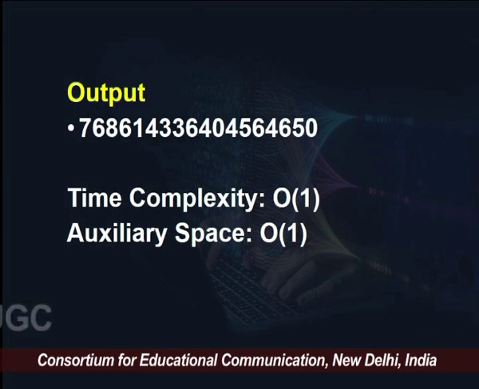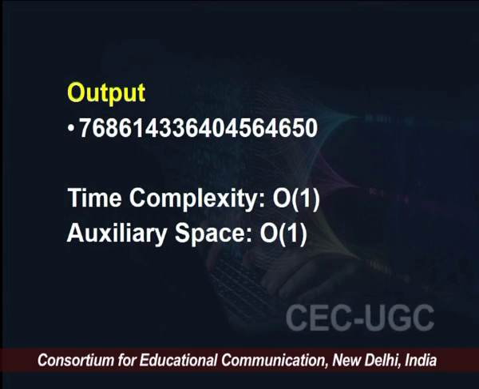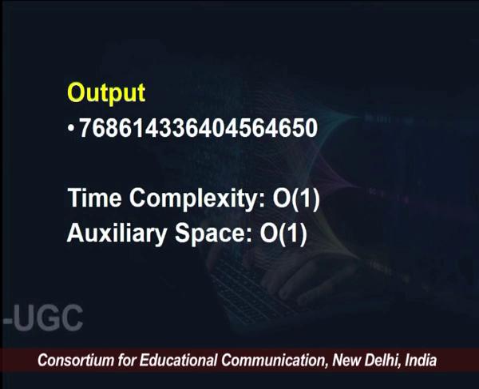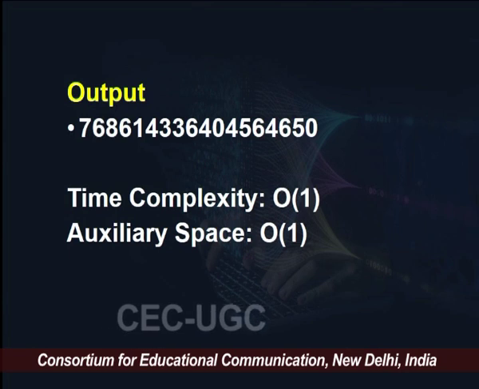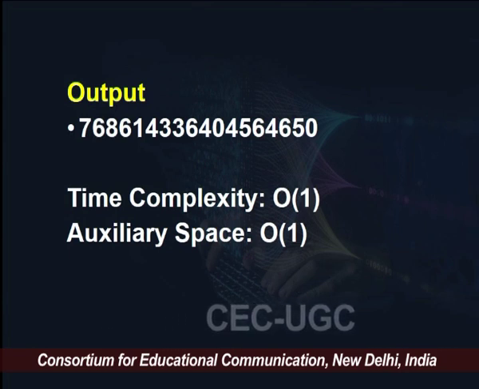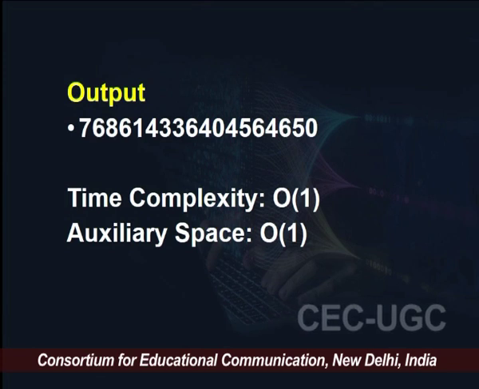Time complexity is order 1, because this is not going to take anything which is proportional or dependent on the number of elements present, and also we have not inserted any numbers inside the list. Auxiliary space taken is order 1.